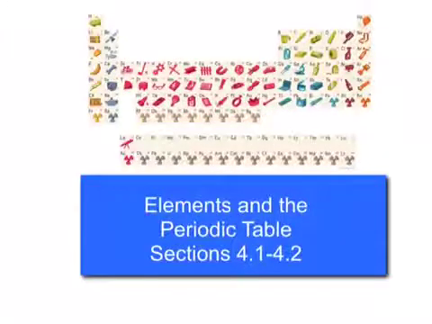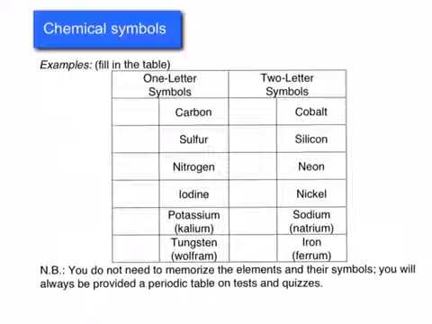Today's lesson is on the elements and the periodic table, which can be found in sections 4.1 and 4.2 in your textbook. Alright, so chemical symbols are shown on the periodic table, and every chemical has a unique chemical symbol.